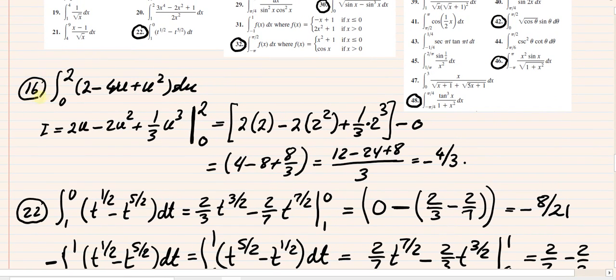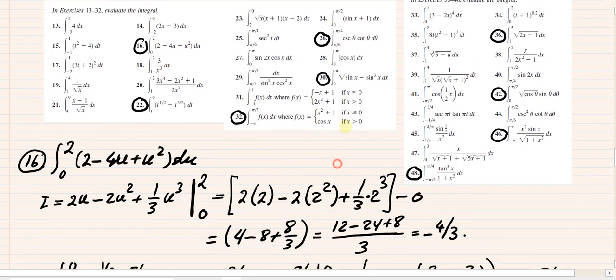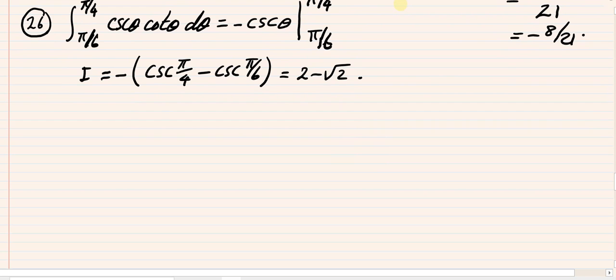Let's take a look at another one. We're going to look at number 30. In number 30, the integral from 0 to pi of square root of sine x minus sine cubed. Okay, this is going to be interesting.